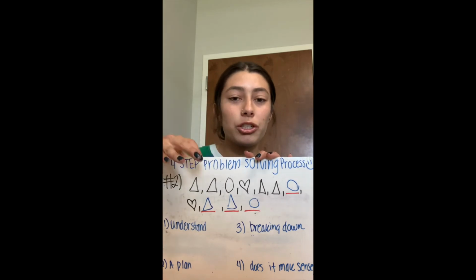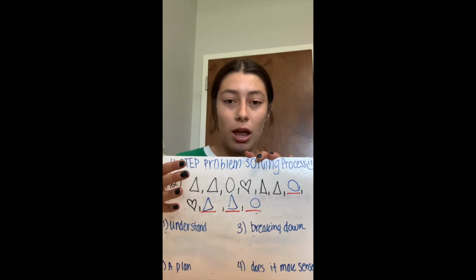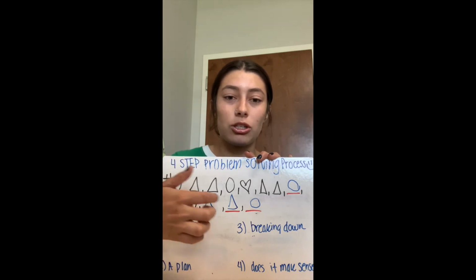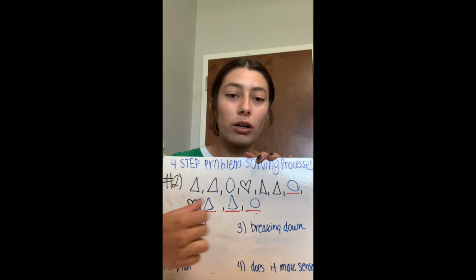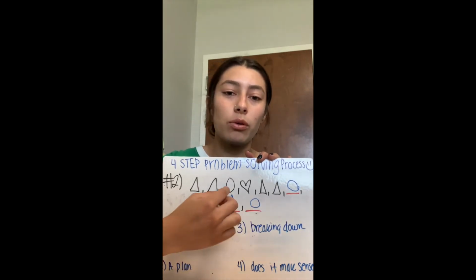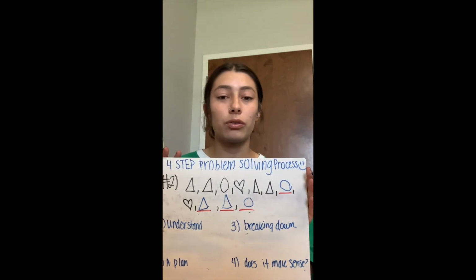From the information they gave us, and we can't reach any more information, it makes sense because it's the two triangles, the circle, the heart, the two triangles, then the heart after the missing piece, and what was in between the heart and the triangle here, the circle. And that's how we solve patterns.